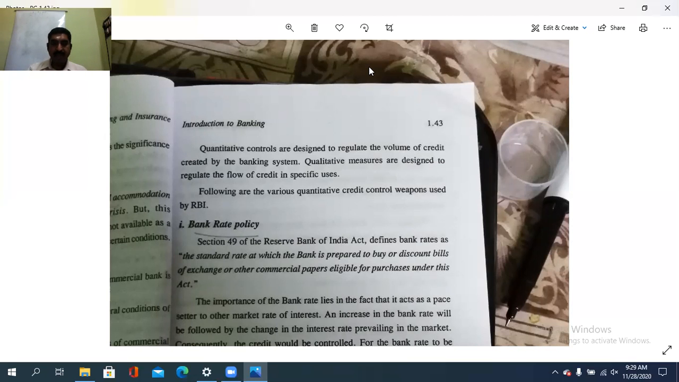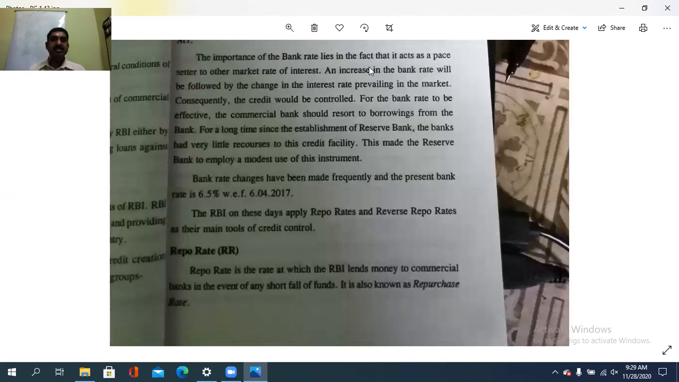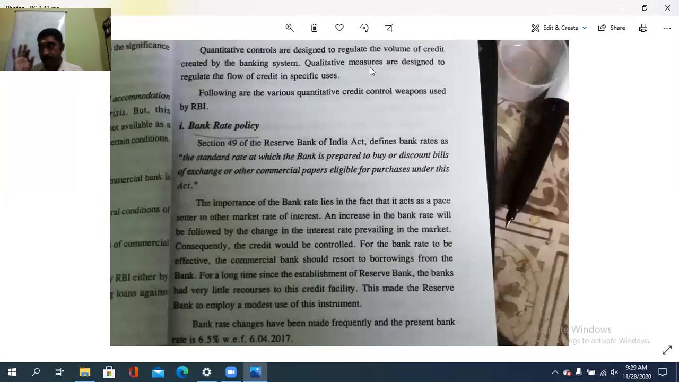The importance of the bank rate lies in the fact that it acts as a pace setter to other market rates of interest. An increase in the bank rate will be followed by a change in the interest rate prevailing in the market. Bank rate changes have been made frequently, and the present bank rate is 6.5% with effect from 6/4/2017. That is the standard rate fixed for buying or discounting the bill of exchange or other commercial papers eligible for purchase under the act.